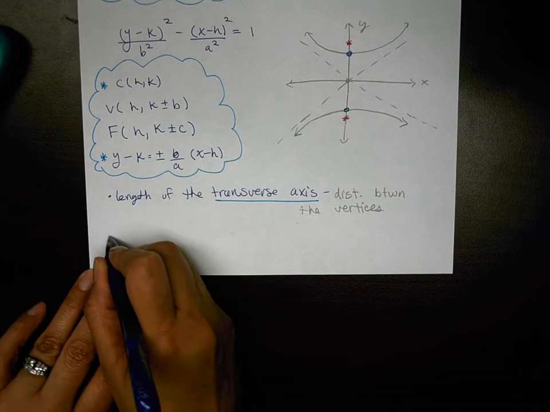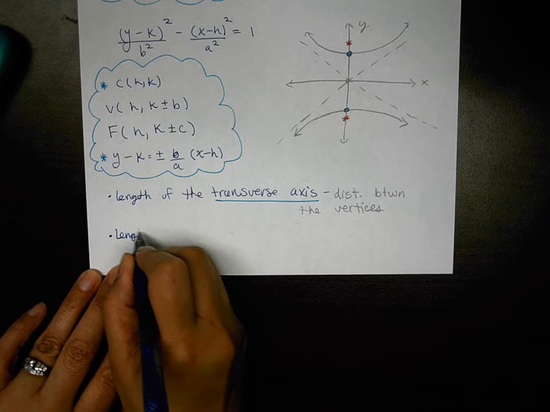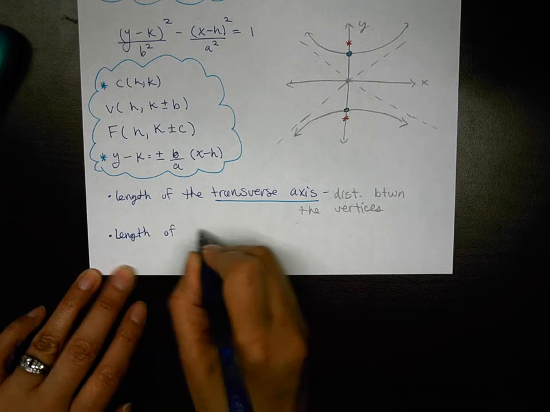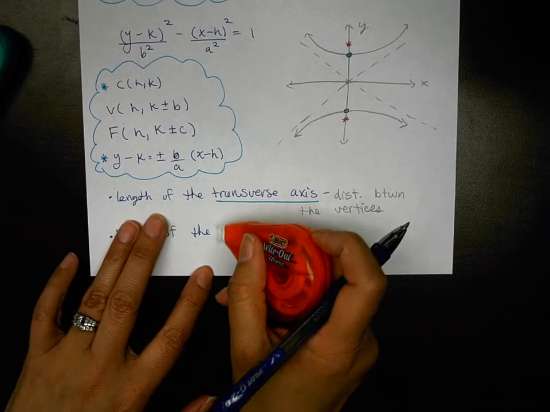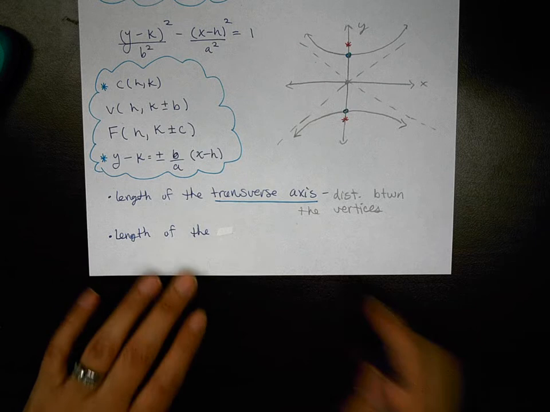Next one is the length of the conjugate axis.